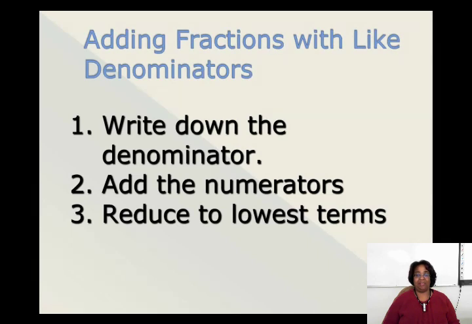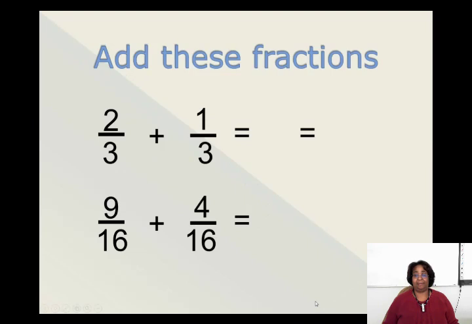Then you're going to add the numerators, and then you need to reduce your fraction to lowest terms. Now remember, sometimes you might have to simplify it. So here are two examples. You want to write the 3 down first on the top one. But what do I get when I add the numerators? 3. So I'll get 3 over 3 here.